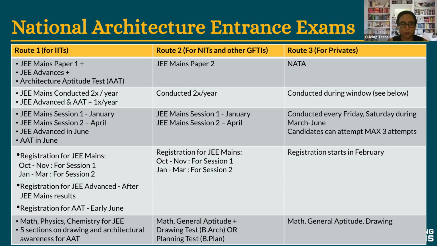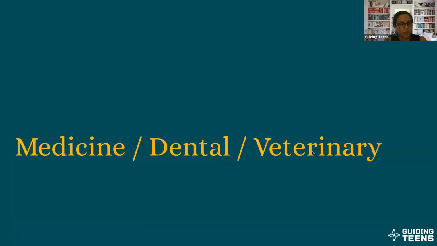That's the most common one, and that's the primary one. You can take it up to three attempts. It's conducted every weekend between March and June, and this includes math, general aptitude, and drawing. And there are obviously coaching centers for all of these as well.